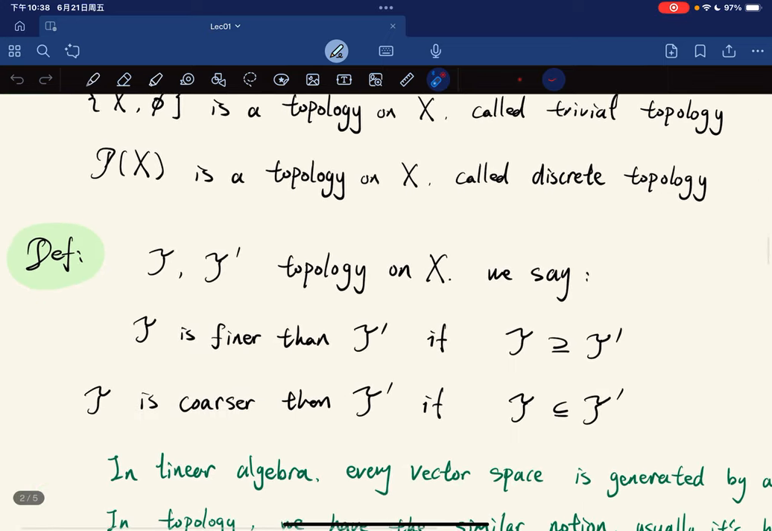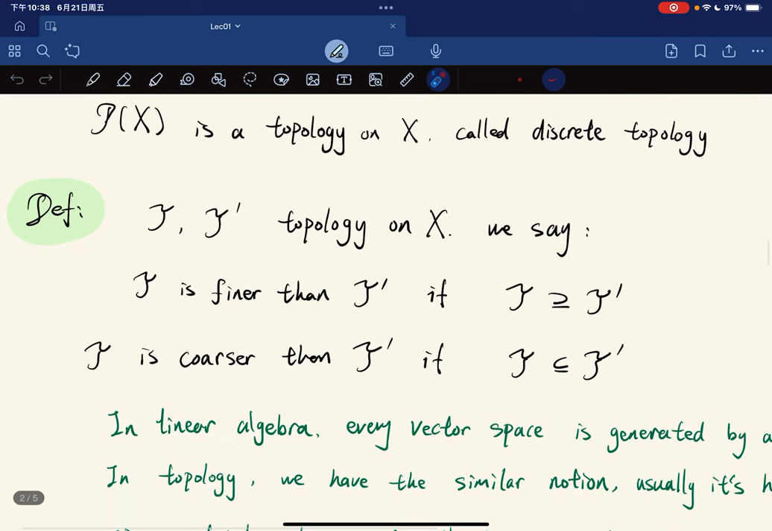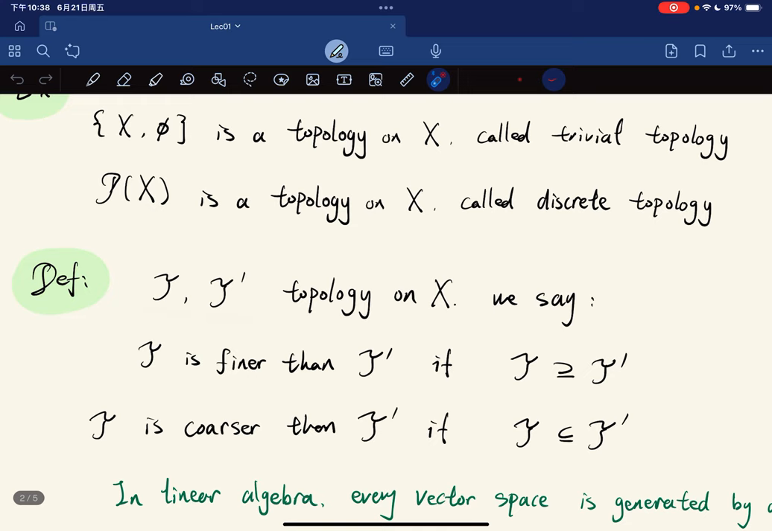Okay? Given two topologies, we want to compare them. Given T and T prime, topologies on X, we say T is finer than T prime if T prime is contained in T. This means that T has more subsets of X, so it is finer, more accurate in some sense. The other way around, T prime is coarser than T. This is just set-theoretic containment. So we can compare some topologies, but not necessarily any two topologies can be compared.